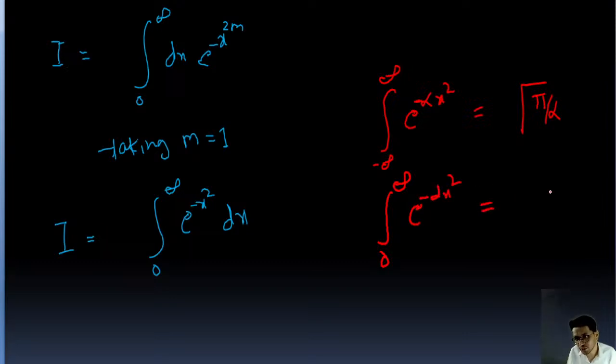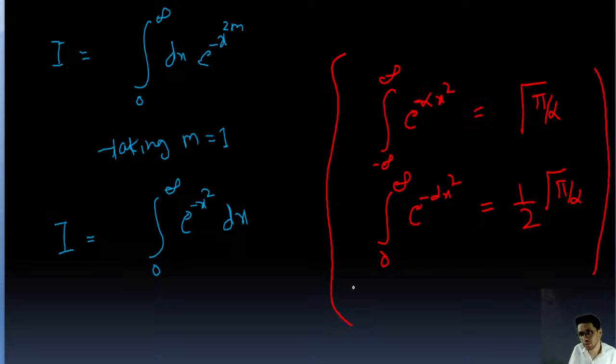This value is going to be 1 by 2 root pi by alpha, right? We have broken the limit, so this is going to be this one. This is an important formula. You need to note it down, guys.